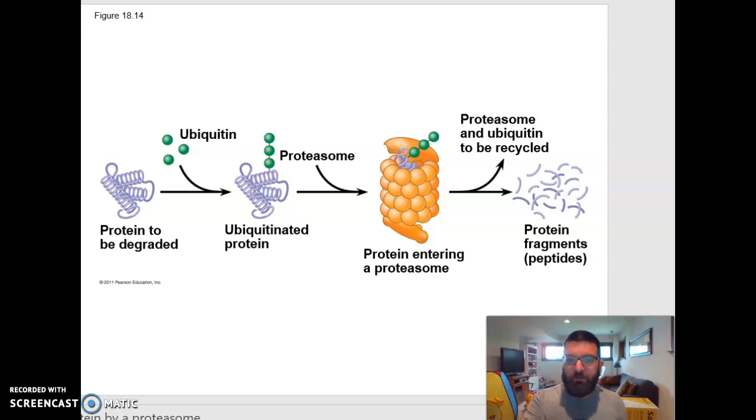This is an example of a proteasome. So this is going to be a very large protein enzyme that can bring in a protein that's marked with certain chemicals, like ubiquitin, and it is then broken apart, and then you reuse those amino acids.